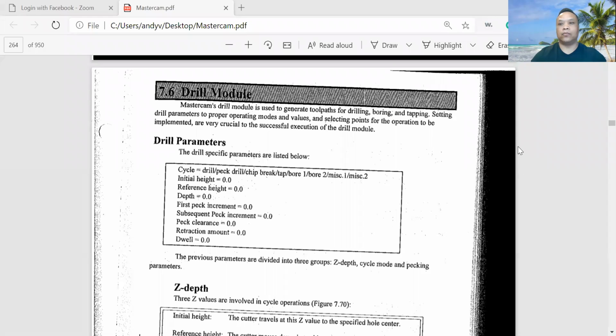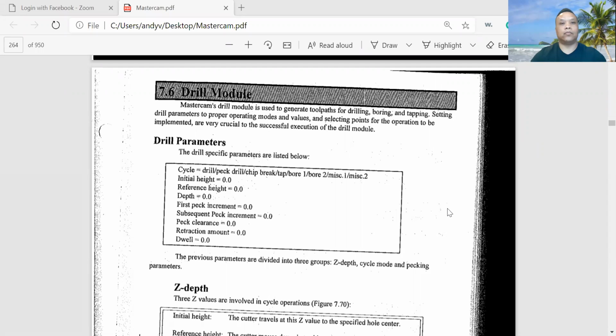So today I'm gonna talk about the drill and how the drill can be used. Okay, let's go to a screen and talk about that now. Okay, let's talk about the drill module.